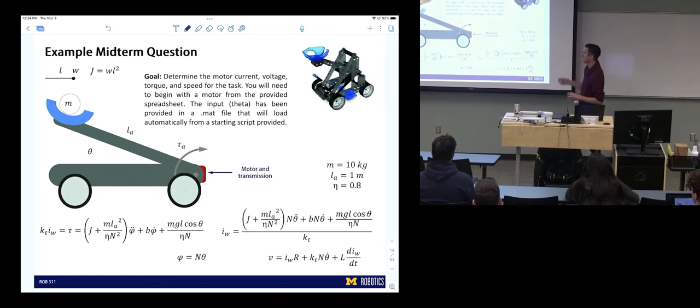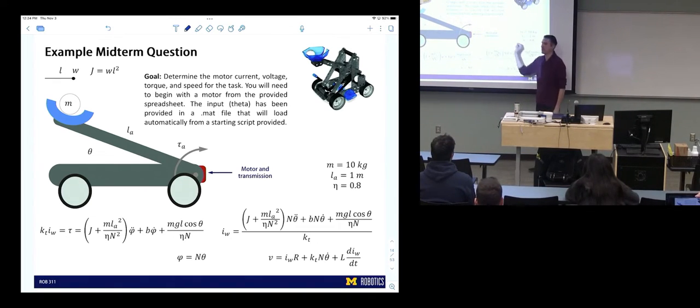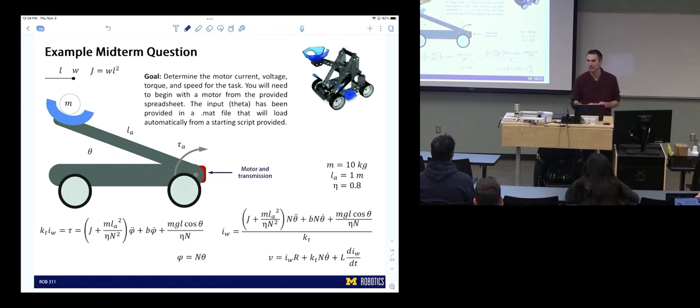I mean, this thing involves MATLAB, but could you analyze this machine and get equations for motor torque and speed, current and voltage? I'm seeing mostly nods, which is a good sign. This is probably harder than what I would ask you, I think.